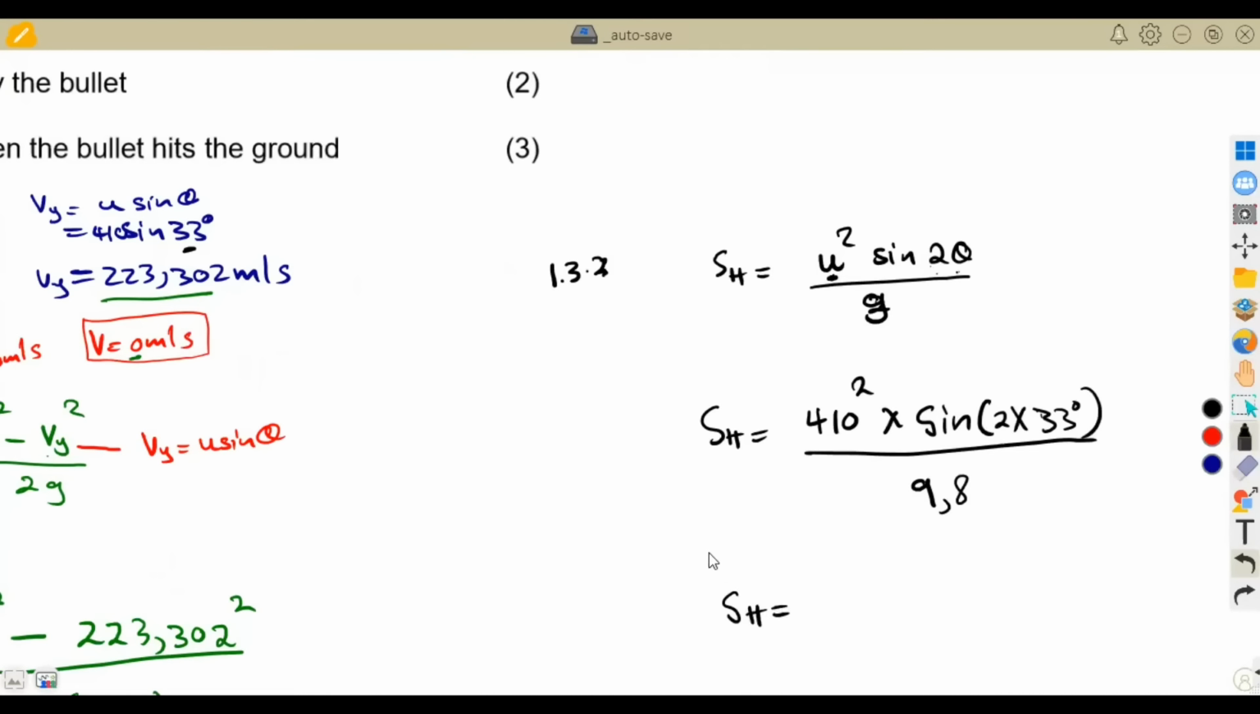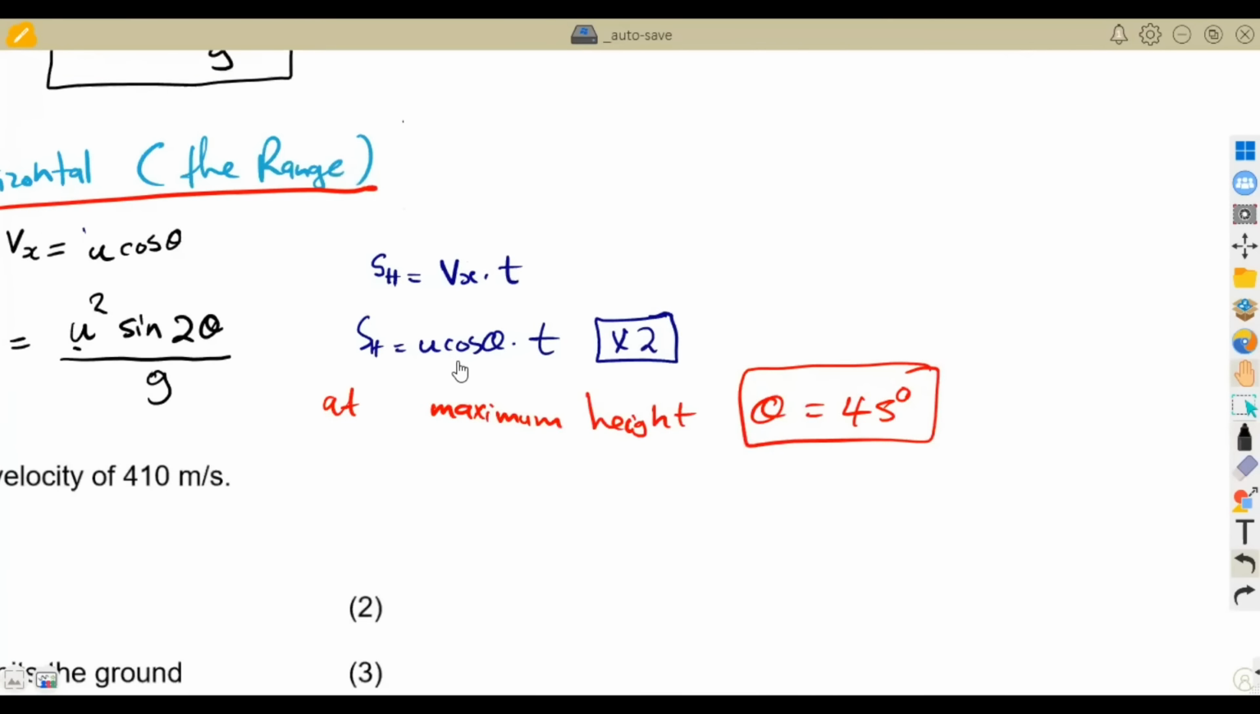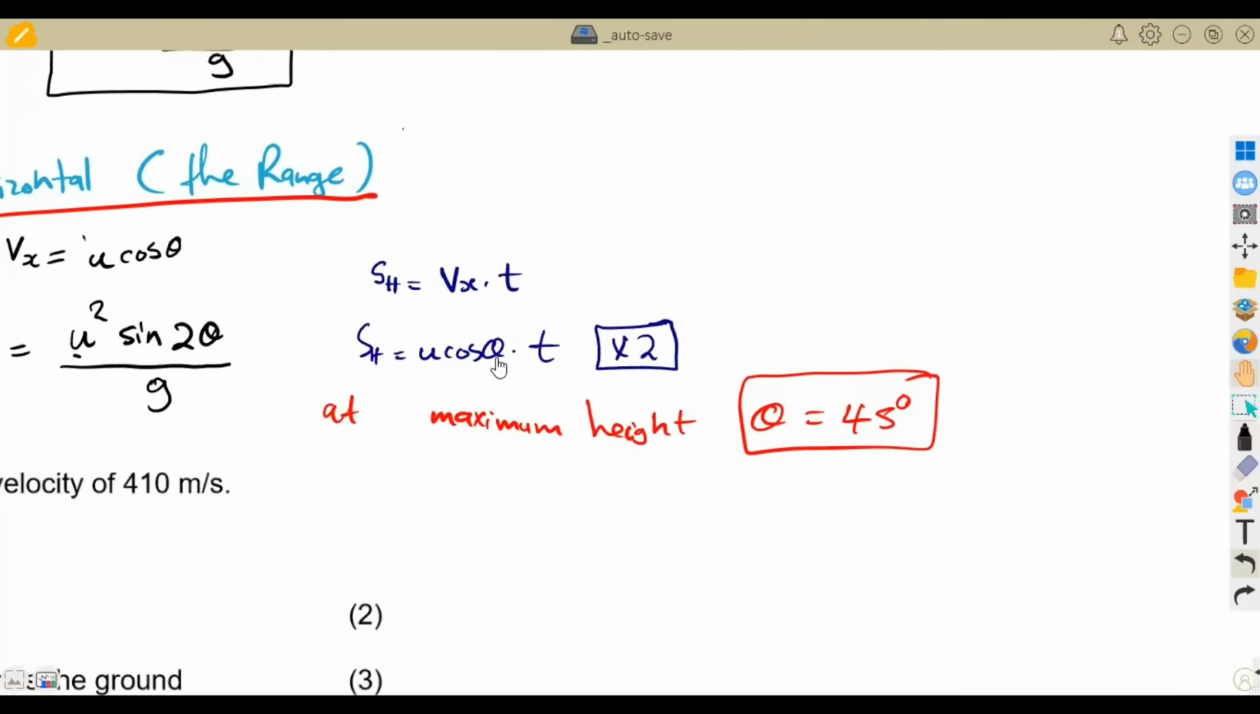So we are going to have our SH from there as a positive. If you multiply 2 times 33, that is going to give us 66 degrees, so you can just use your calculator direct. You're going to obtain 15670.101 and so on, in meters in this case. So that is our SH, which is the horizontal displacement. But we also said we can get this horizontal displacement from the second formula, where SH is equal to U cos theta times time, from the Vx, this one.